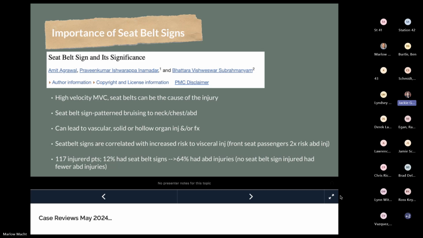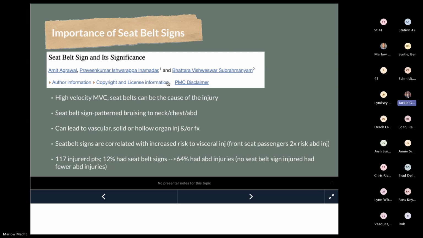You should be aware that seatbelt pattern bruising can occur wherever the seatbelt is. So if it's just a lap belt or a diagonal over the shoulder, you're looking over the neck, the chest, as well as the abdomen. If the seatbelt is not properly placed, it will be above the hips, and so there's more injury potential to the abdomen. It can lead to vascular injuries of the carotids. It can also lead to solid or hollow organ injuries and or fractures.